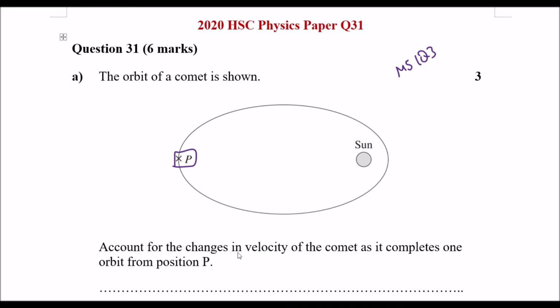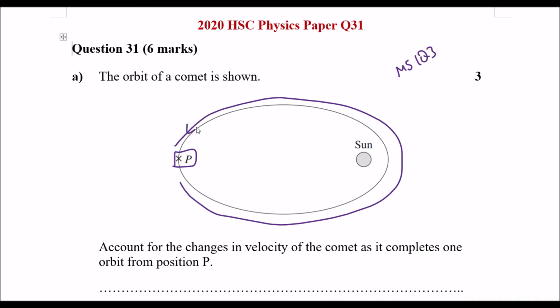The question here says account for the changes in velocity of the comet as it completes one orbit from position P. So it could be moving around here and then back like so. So what we want to look at is what's the velocity here, and we could even look at what the velocity of position P would be here.